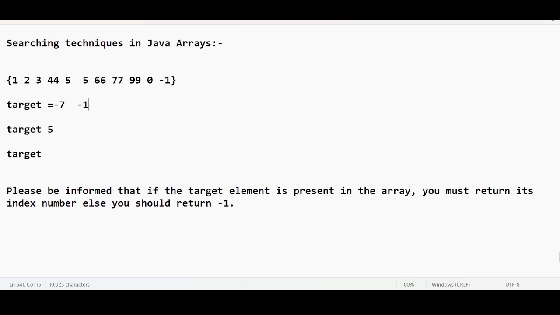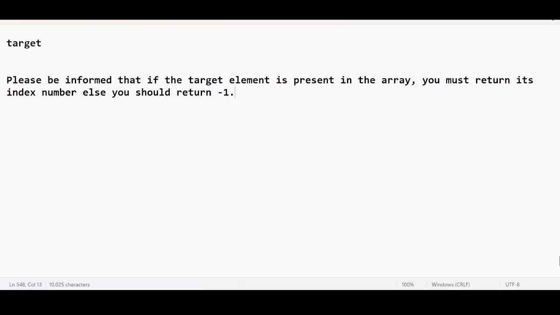Before going with an approach, I want to tell you that there are two ways you can do searching in Java arrays. One is called the linear search. The second one is called the binary search. This binary search is a very, very important searching technique. You must definitely understand how to do the binary search.